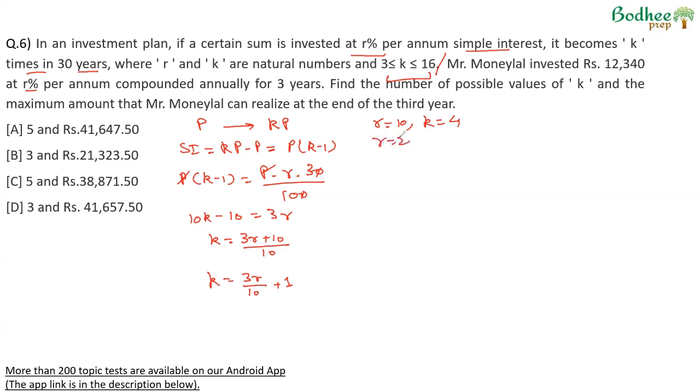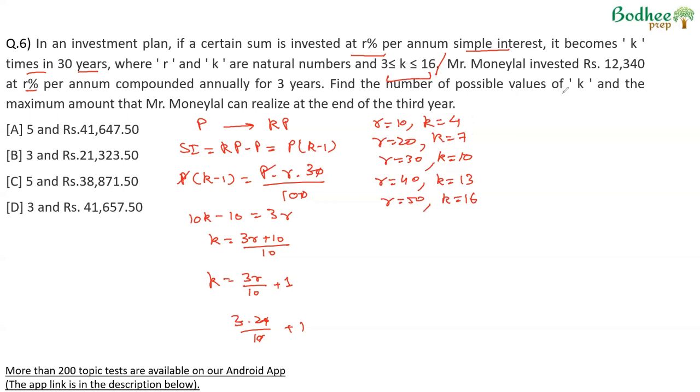When R is equal to 20, we will get 3 into 20 by 10 plus 1, so 6 plus 1, which will be 7. When R is equal to 30, we will get 3 into 3, 9, plus 1, which is K equal to 10. So every time R increases by 10, K increases by 3. So when R is equal to 40, K will be 13. When R is equal to 50, K will be 16. Beyond this, K will cross 16, so not possible.